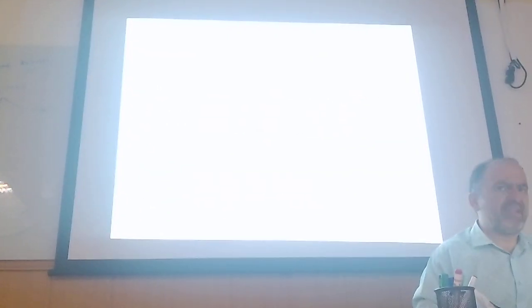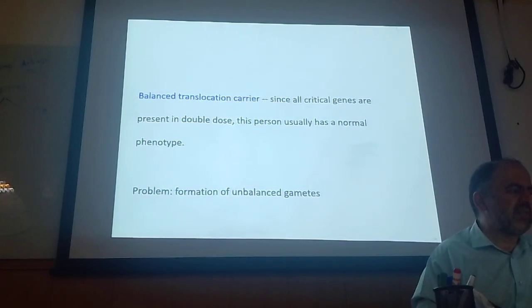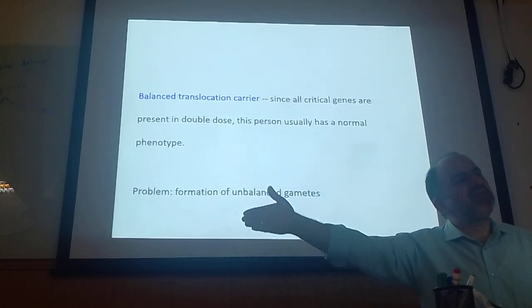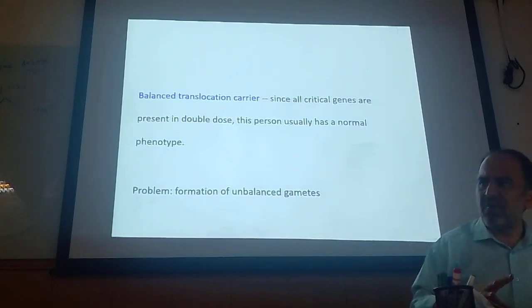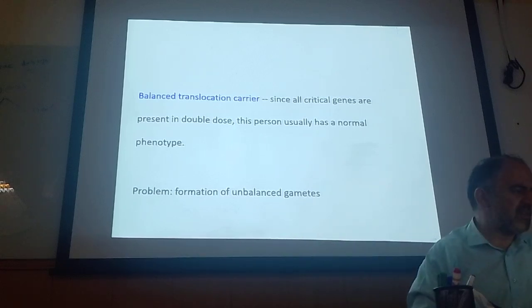Balanced translocation carrier, the father and the mother. Since all critical genes are present in double dose, this person usually has a normal phenotype. The problem is when they form the gametes, the sperm or ovum, and the risk is happening again. So with Robertsonian translocation, the risk is high for the other baby. For this kind of couple, we don't go for screening, we go directly to amniocentesis.